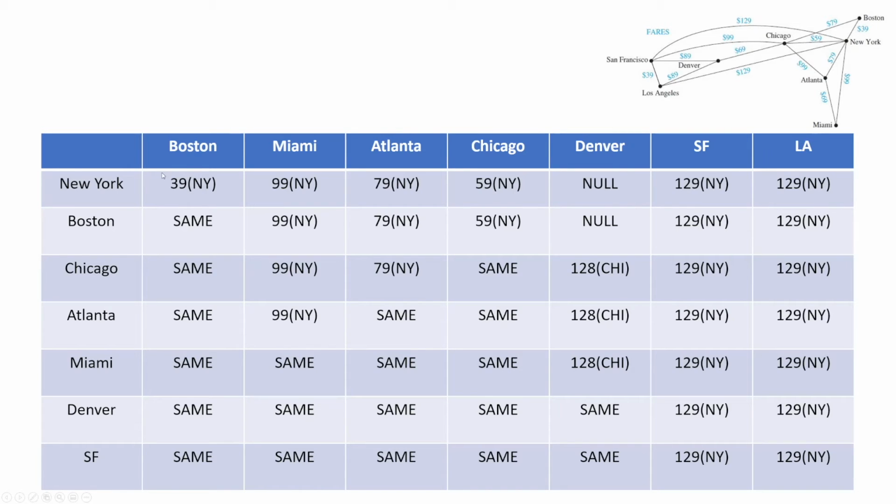So this is what our final graph looks like. If we go through the values, Boston was $39 from New York, Miami was $99 from New York, Atlanta was $79 from New York, Chicago was $59, Denver was $128, and that was going through Chicago. San Francisco was $129, and Los Angeles was $129.